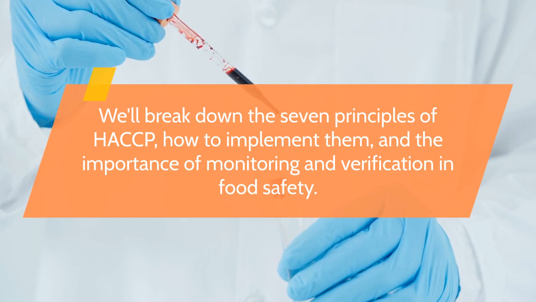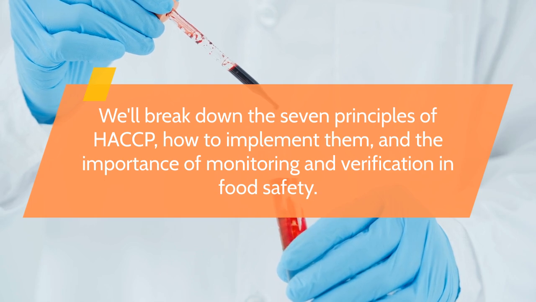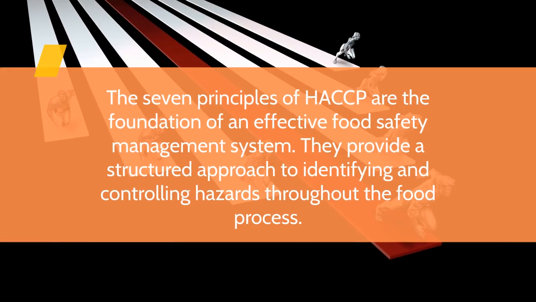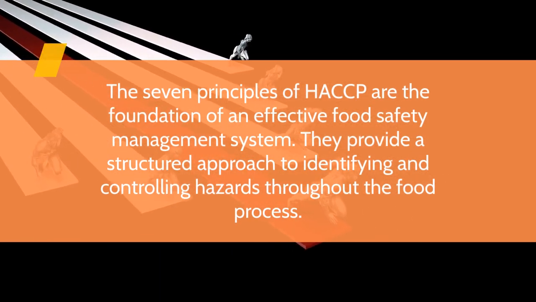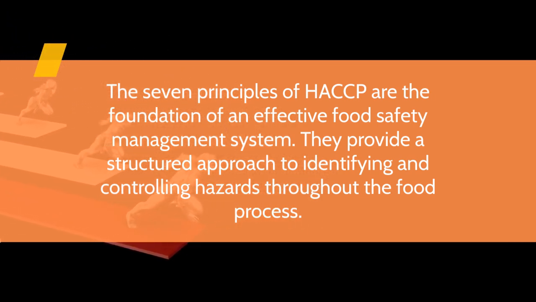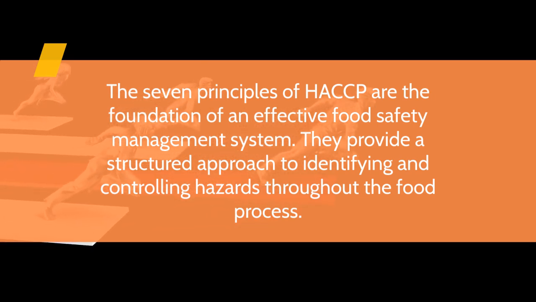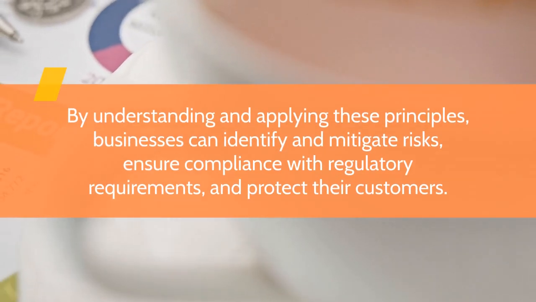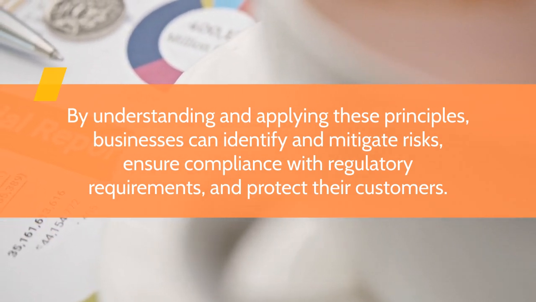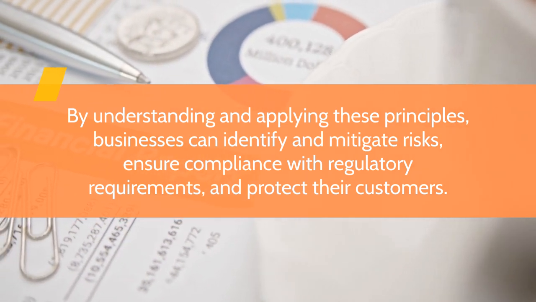We'll break down the 7 principles of HACCP, how to implement them, and the importance of monitoring and verification in food safety. The 7 principles of HACCP are the foundation of an effective food safety management system. They provide a structured approach to identifying and controlling hazards throughout the food process. By understanding and applying these principles, businesses can identify and mitigate risks, ensure compliance with regulatory requirements, and protect their customers.